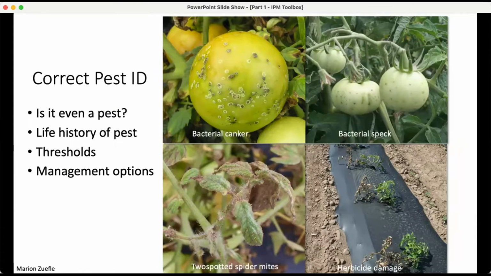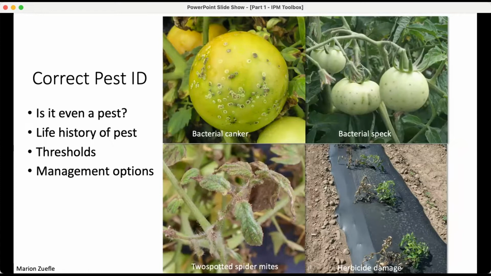Yes, thank you. So I'm going to cover the next 3 topics, which include the correct pest identification, scouting, and thresholds. So for an IPM program to be successful, you're going to have to know what pest you are managing for. And that is where this pest identification is critical.